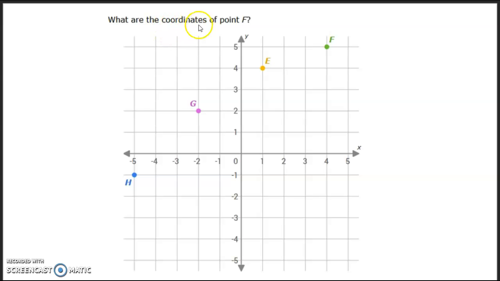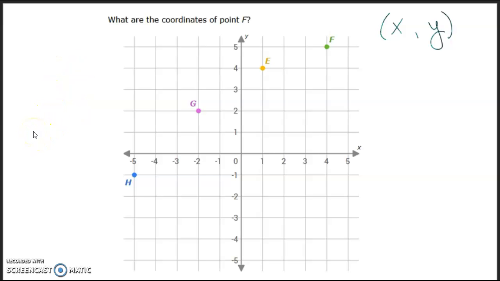What are the coordinates of point F? So coordinates look like this. There's an x and a y. If I were to tell you, for example, that I am looking at a point on this graph, you have no idea what point I'm looking at because I'm not showing you. So coordinate points are like a treasure map.